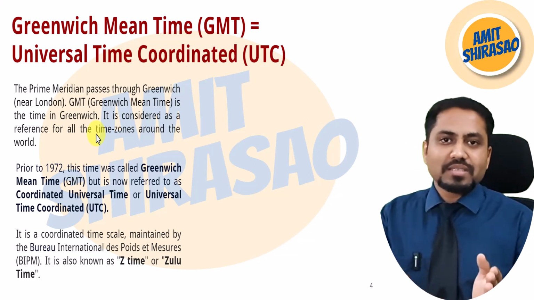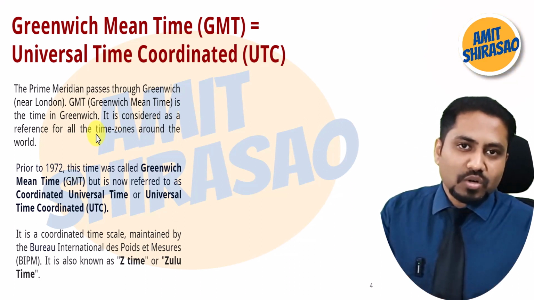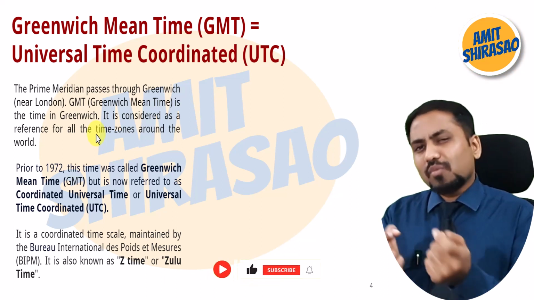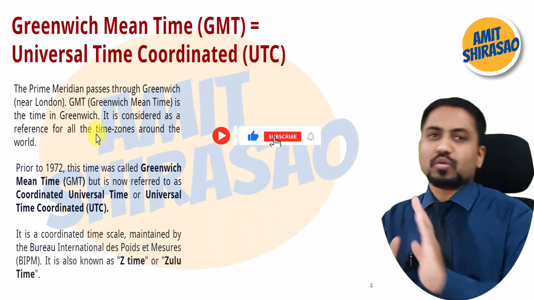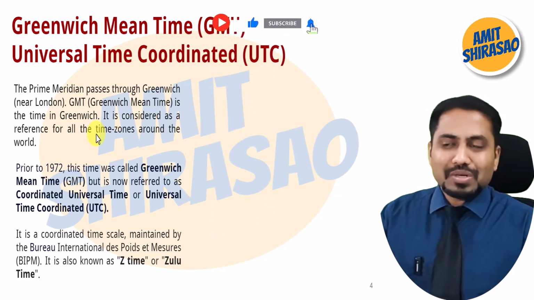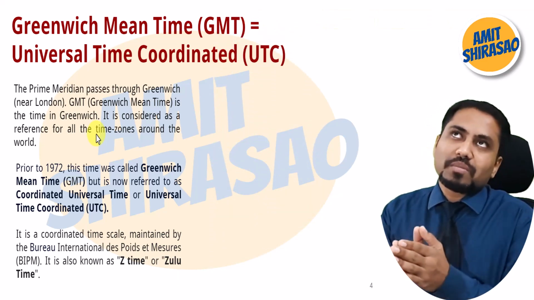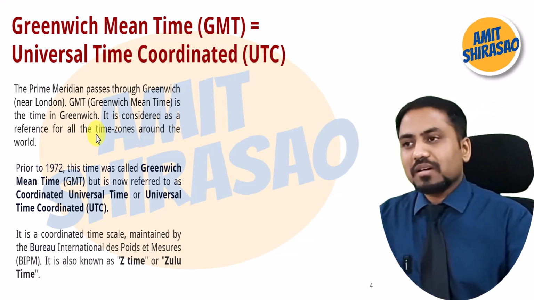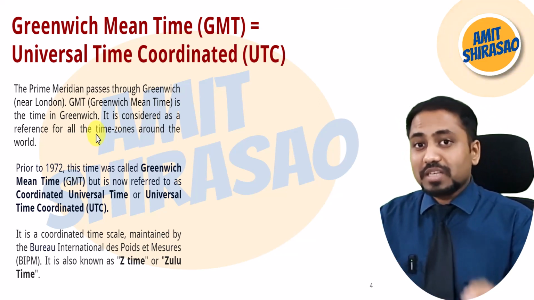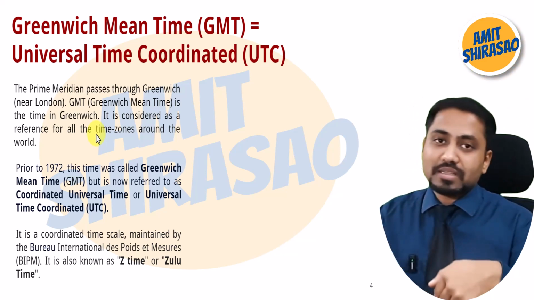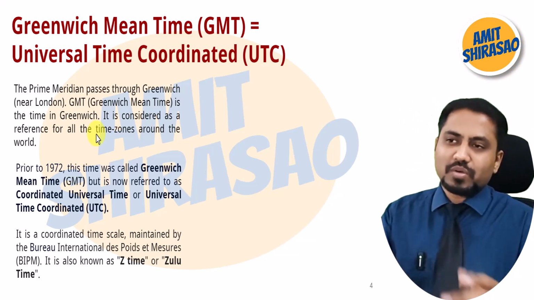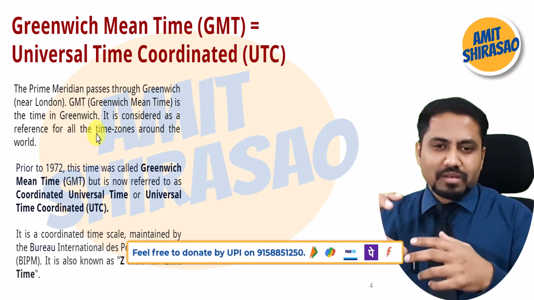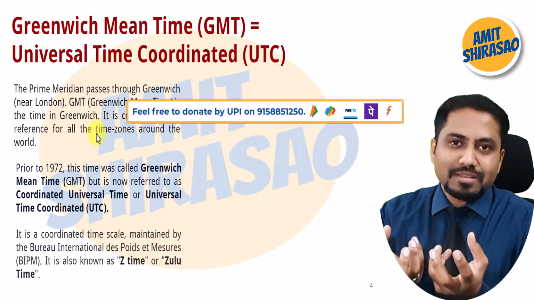Same is now called Universal Time Coordinated, that is UTC. Actually, not London. It is a small county very close to London. So the time is the same because it is very, very close. London is a little towards the east of that county, so the time is the same in that county as well as in London.